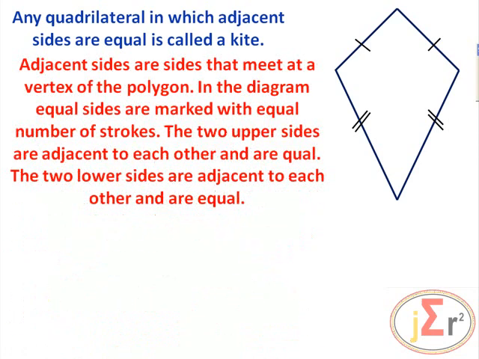Adjacent sides are sides that meet at a vertex of a polygon. In the diagram, equal sides are marked with equal number of strokes. The two upper sides are adjacent to each other and are equal and are marked with the same number of strokes. The two lower sides are adjacent to each other and are equal and are also marked with the same number of strokes.